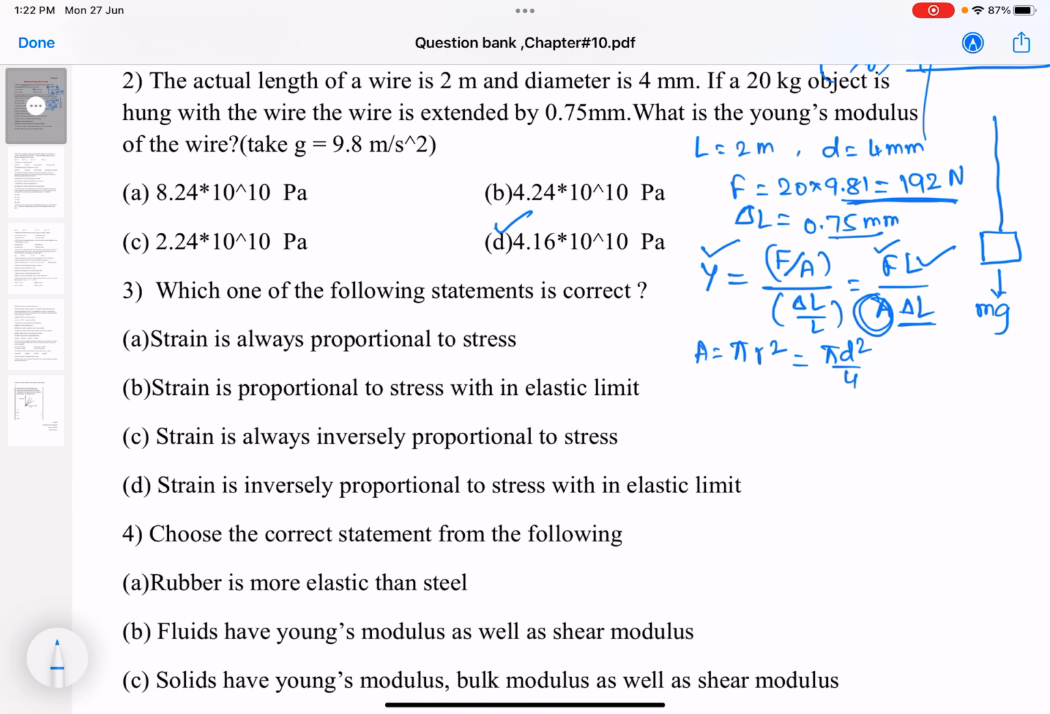Now, which of the following statements is correct? Strain is always proportional to stress. Strain is proportional to stress within elastic limit. Hooke's law says this. So answer is B.